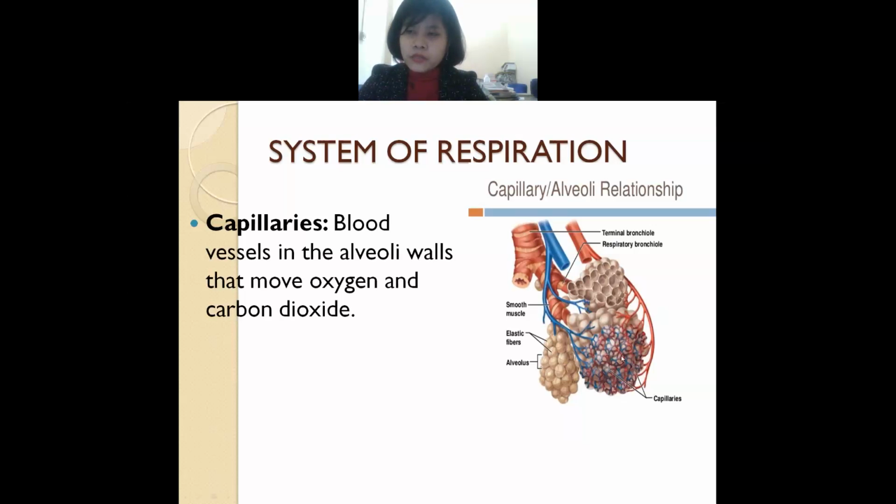Okay, same thing you will find here in these capillaries. You will find this blue and red color. These capillaries cover the alveoli, and in the capillaries, same thing you'll find. Here exchange of gas happens. They will move oxygen and carbon dioxide. That means there is exchange of gas. Exchange of gas takes place. Okay, is it clear? Capillaries.